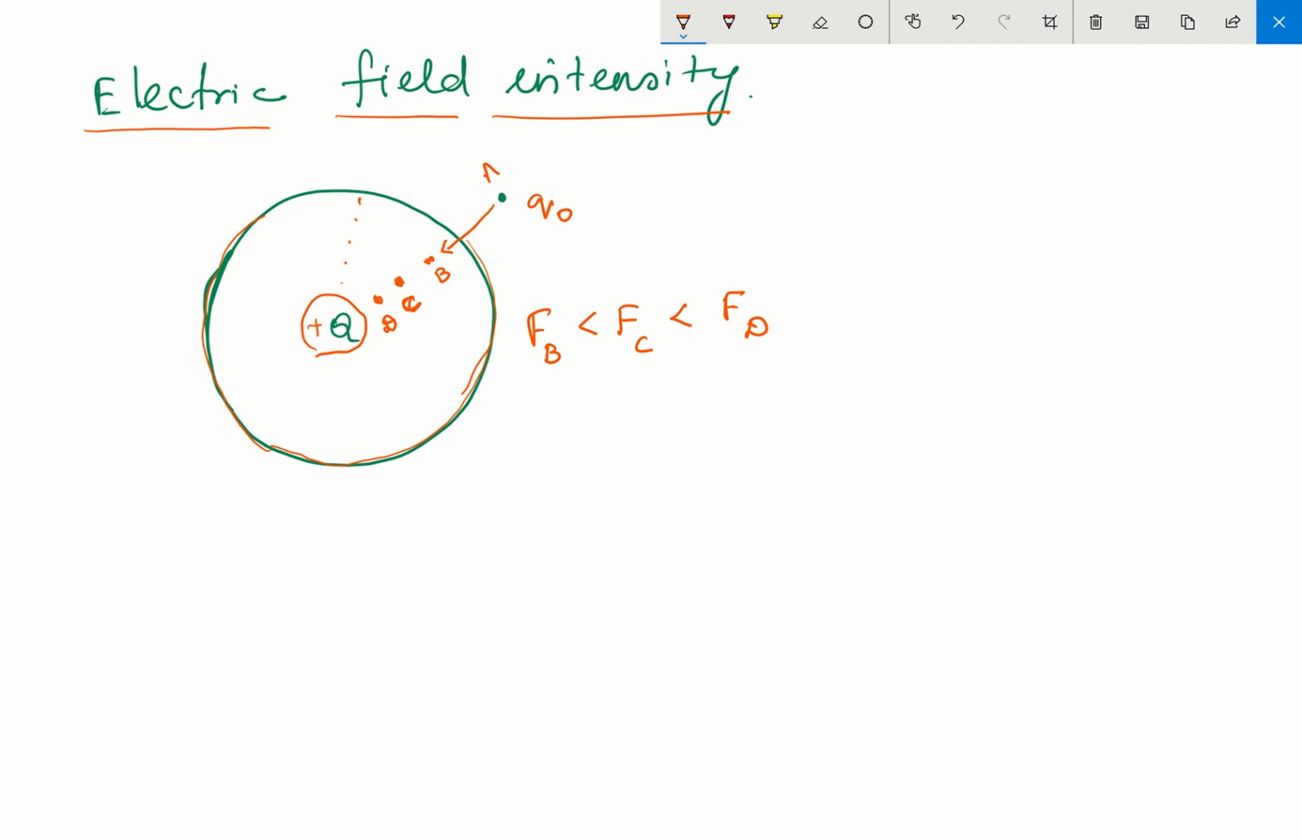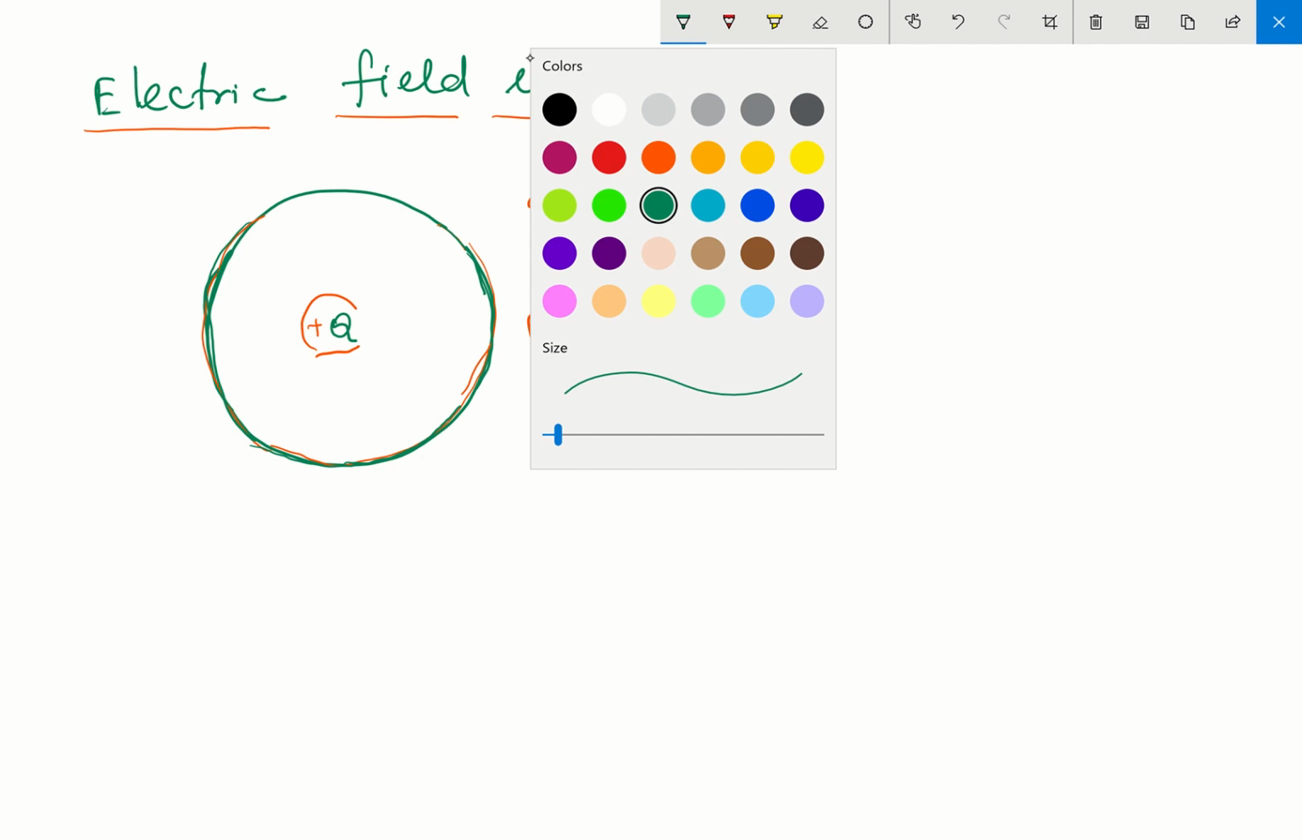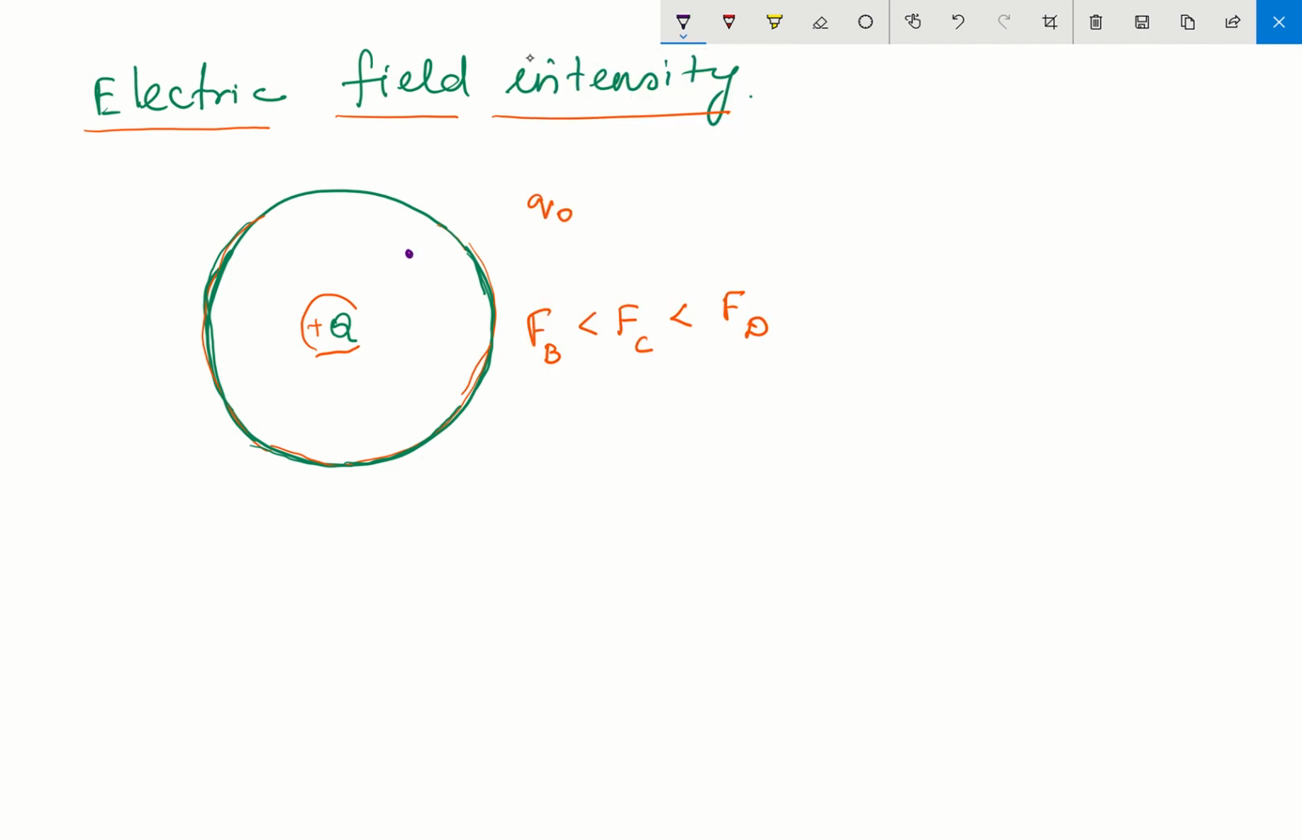Now, how to measure the electric field intensity, the strength of the electric field? For that, see, this is the boundary up to which a source charge can influence any other charge, right? Now what I want is to find out the electric field intensity at any point. That point is A.